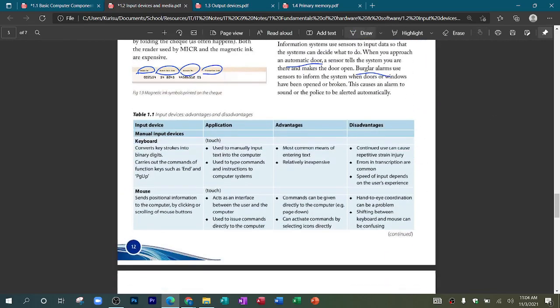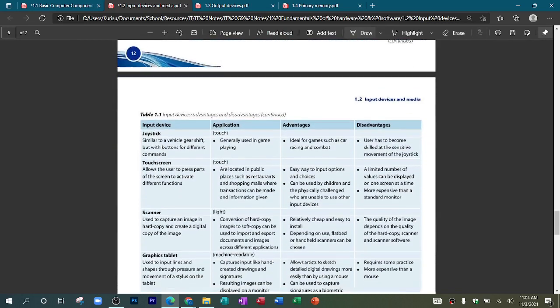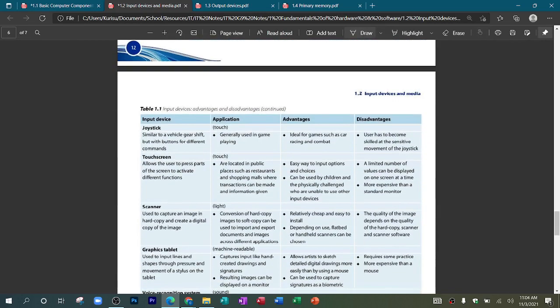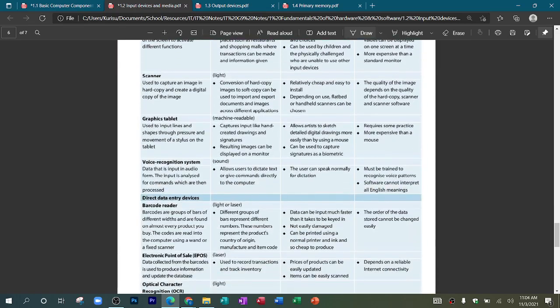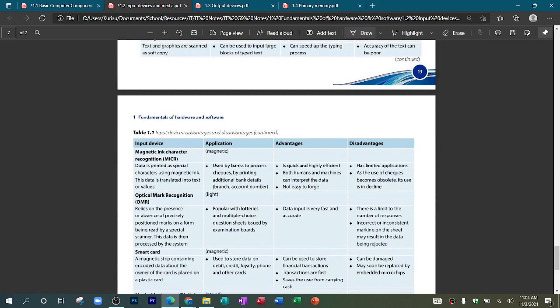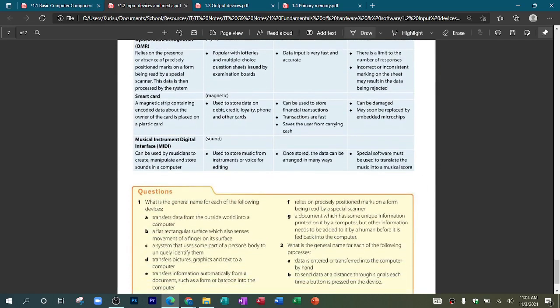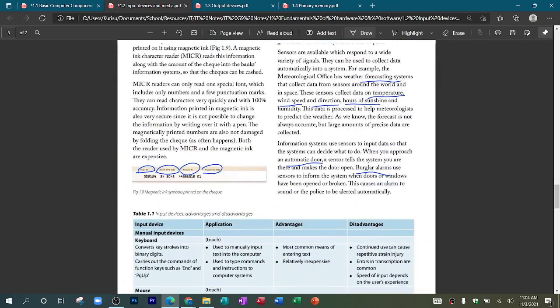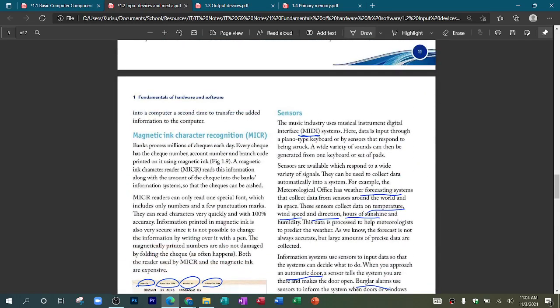So we have the table here that summarizes everything basically. What the device does, how it functions, what category it falls under, and what are the advantages and the disadvantages of that device. Are you guys following? Yes, sir. Alright, that's it for chapter 1.2.